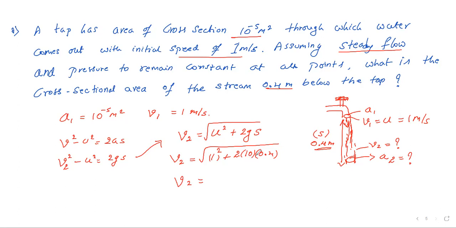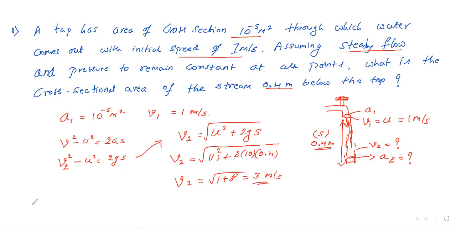Calculate: 2 into 10 is 20, 20 into 0.4, so we are getting 8, plus 1. So in total it is root 9, that is 3. So V2 is 3 meter per second. Speed has increased here.